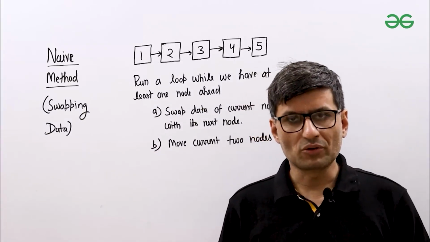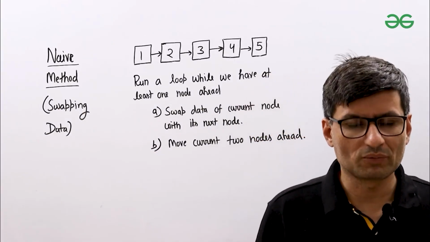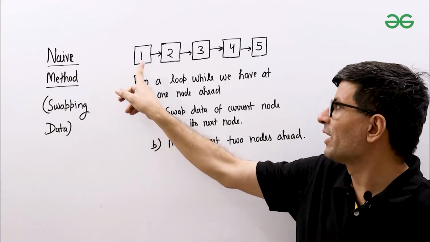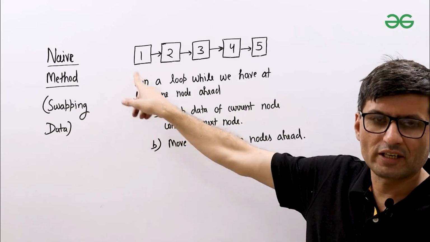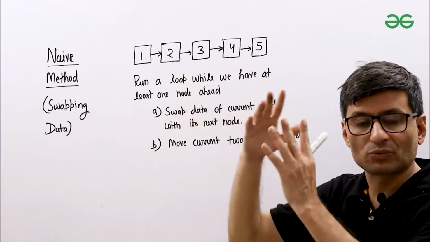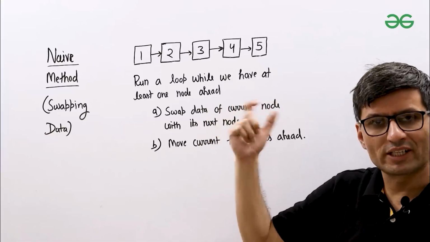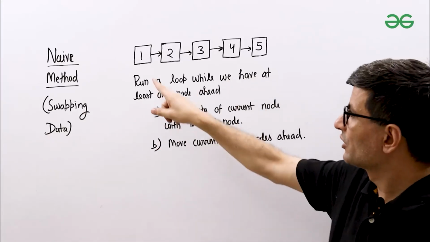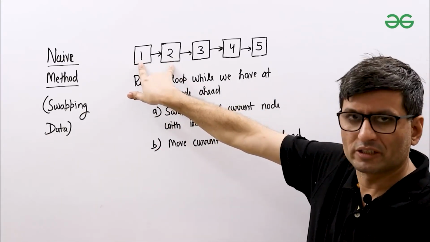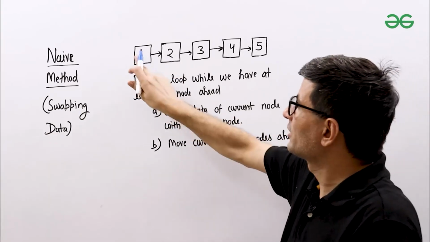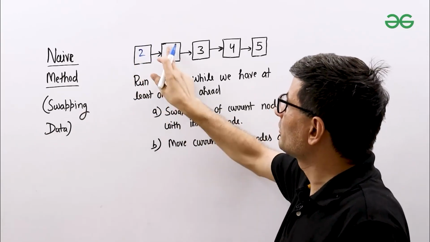Let us first talk about a naive solution to solve the problem. The idea is simple. We traverse the linked list starting from the beginning. We mark current as head, and we run while there is one node ahead of this node. Inside this loop, we swap current's data with the next node's data. So we come here and we swap this node's data with this node's data. So this becomes 2 and this becomes 1.